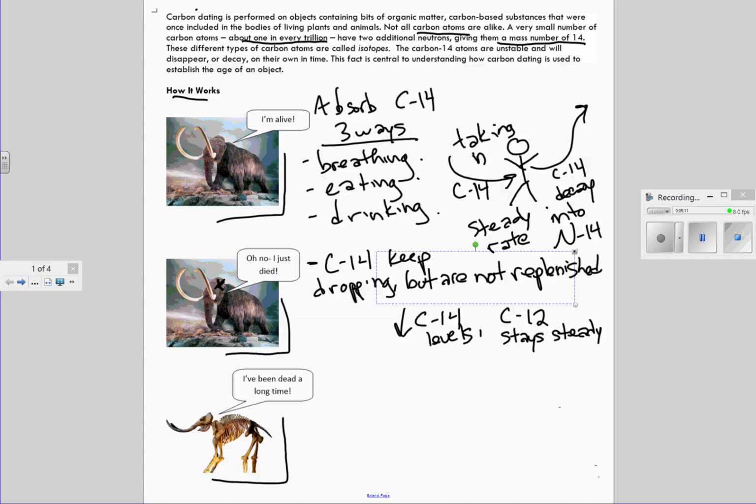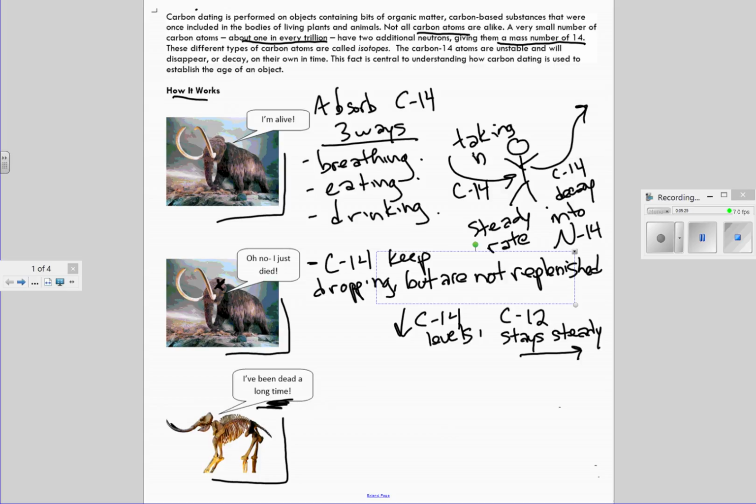And so what we have then is, this is maintaining a steady amount. The carbon-14 levels drop while the carbon-12 levels stay steady. And this is why that comes in handy. Let's go down to our third little guy here. It's been dead a long time.